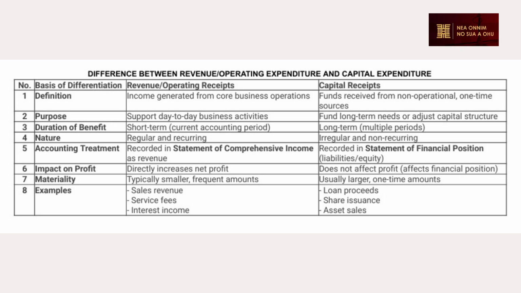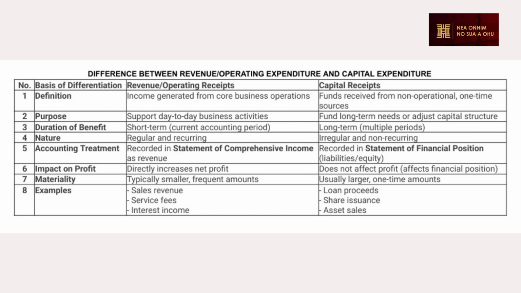Now let's look at their impact on profit. Revenue or operating receipts have a direct impact on profit, as it will come in to increase net profits because it comes in as revenue, and revenue is a positive function of profit because it increases profit. Meanwhile, capital receipts do not have a direct impact on profitability, because they get recorded in the statement of financial position and not the statement of income.